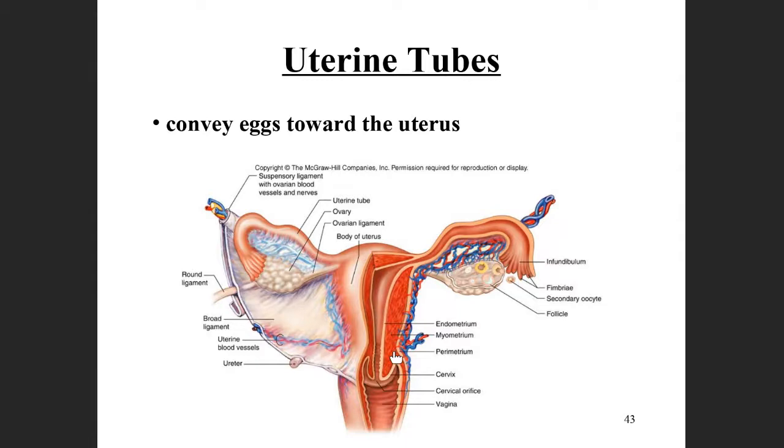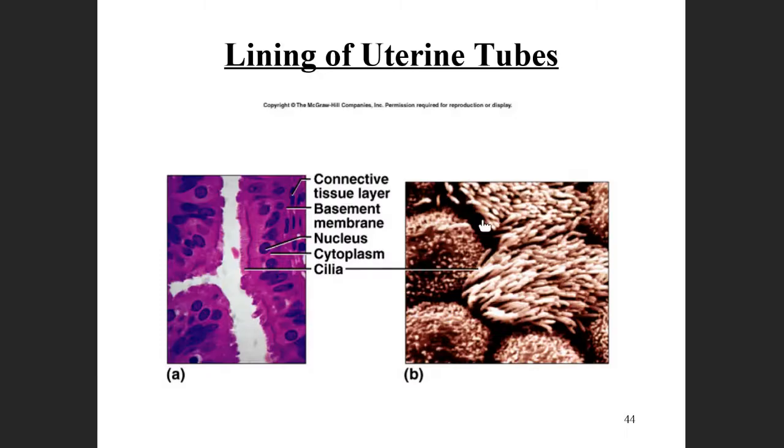The endometrium is the innermost layer of the uterus. It has two layers, stratum functionalis and stratum basalis. A drop in progesterone causes the slough off, or you losing the stratum functionalis. The uterine tube conveys the eggs toward the uterus, and it has cilia, which cause a sweeping motion, if you will, very similar to the lining of the respiratory tract.